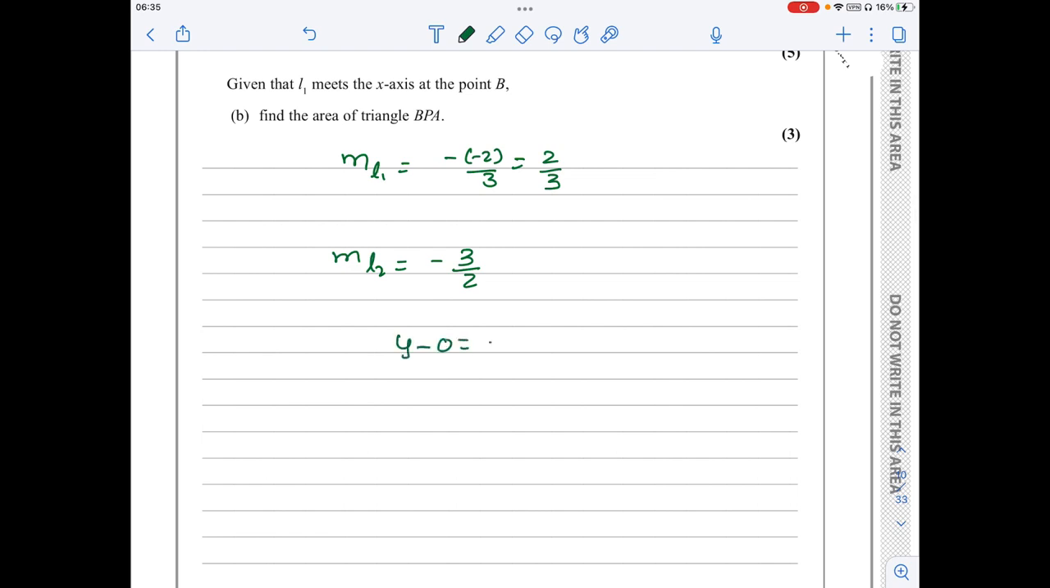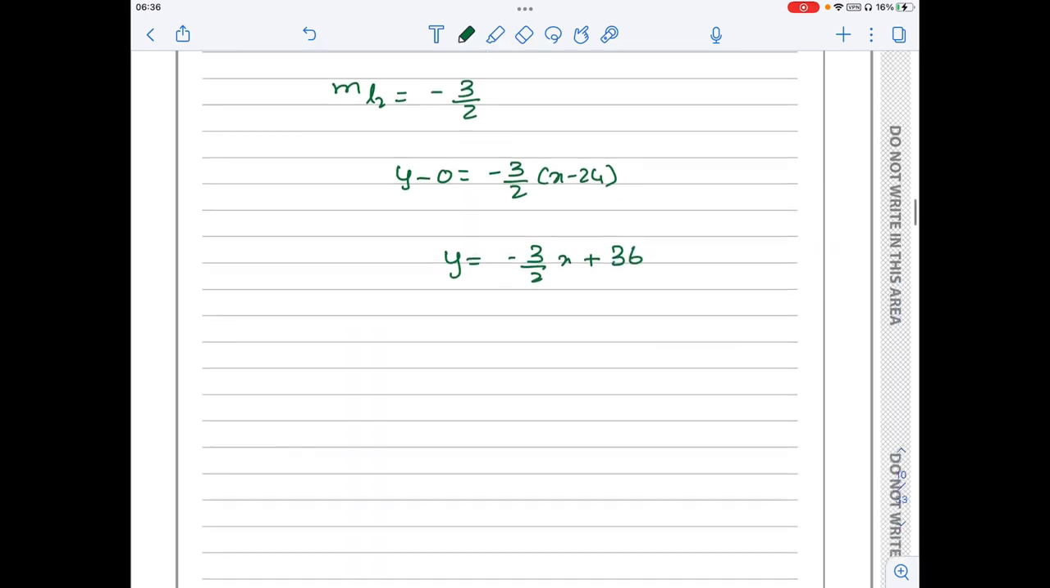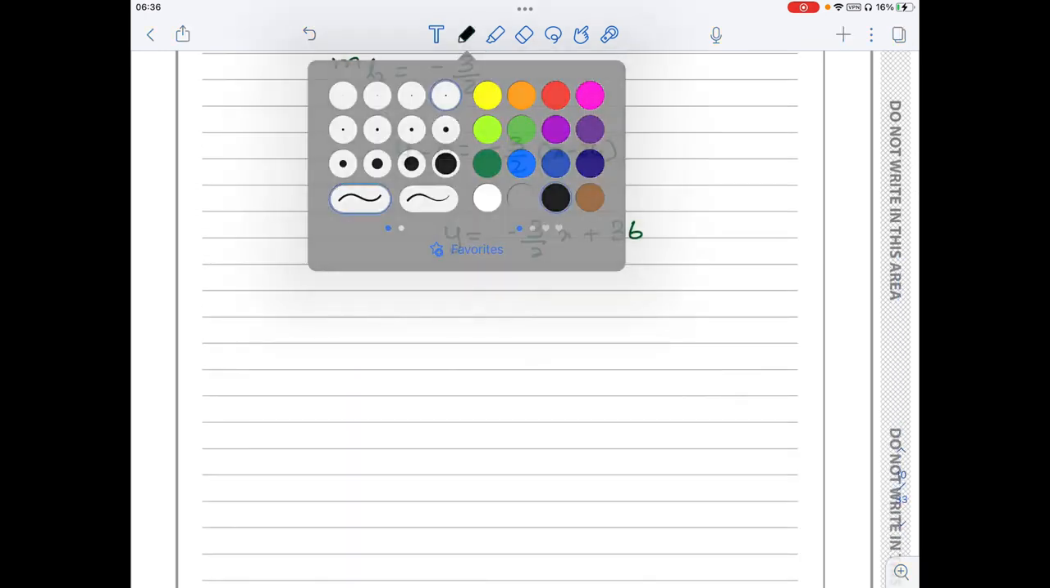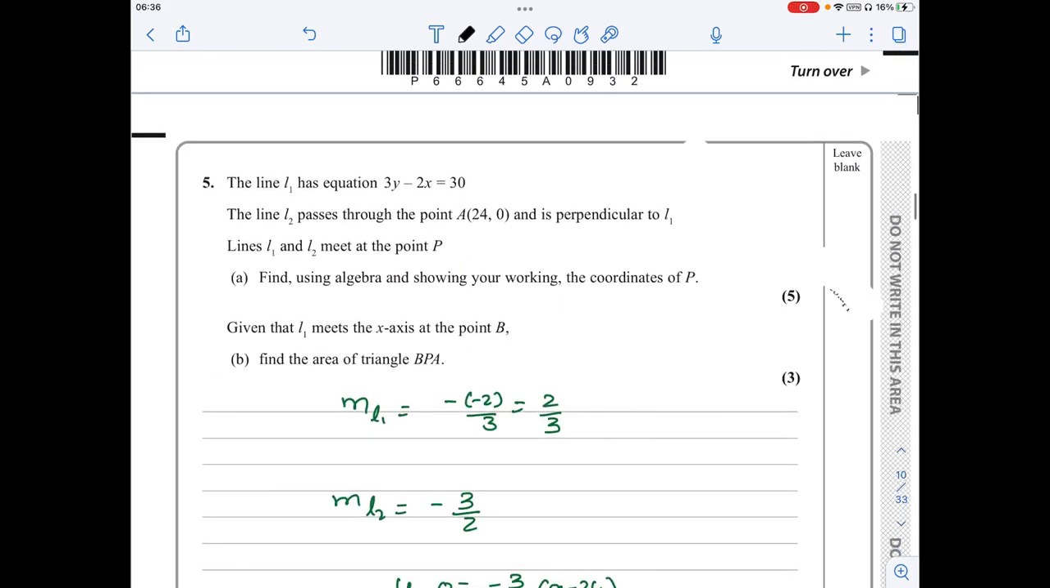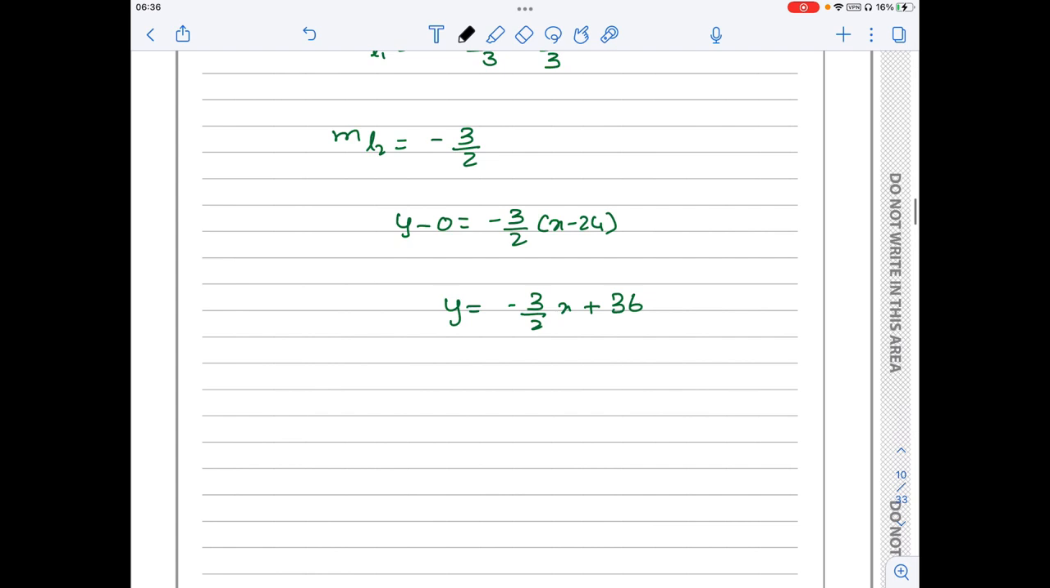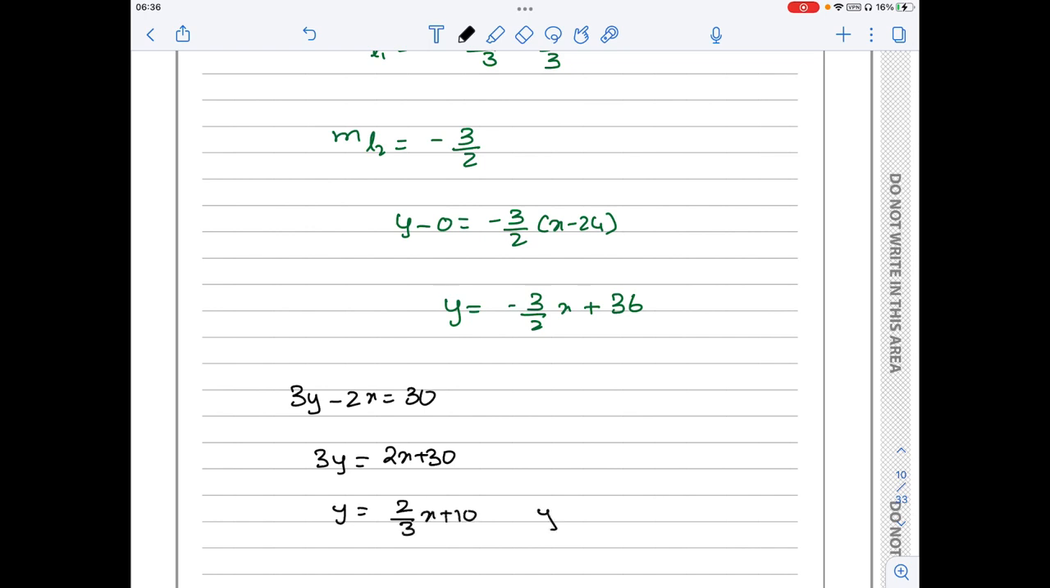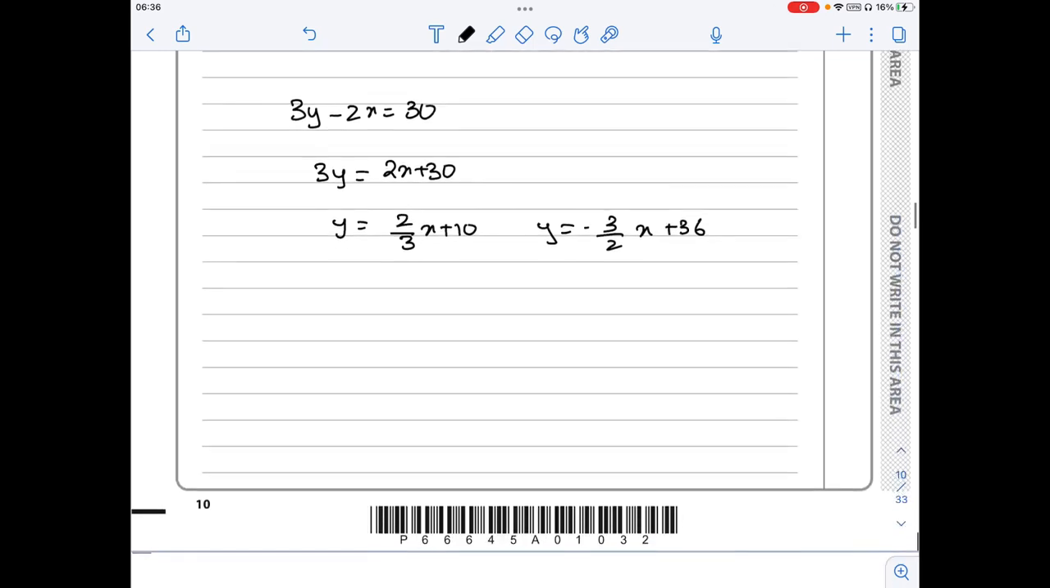So y minus y1 equals m times x minus x1. So y equals negative 3 upon 2 x plus 36. Now these two equations will be intersecting. So what is the first equation? The first equation is 3y minus 2x equals 30. So 3y equals 2x plus 30, so y equals 2 upon 3 x plus 10. And the second equation is y equals minus 3 upon 2 x plus 36. Both should be equal.